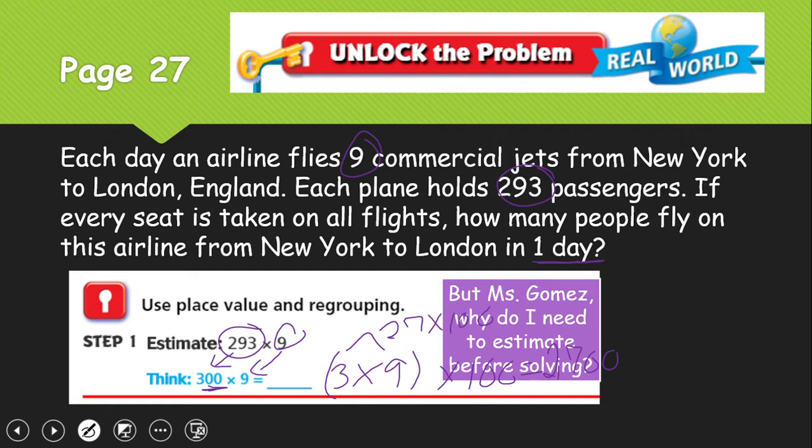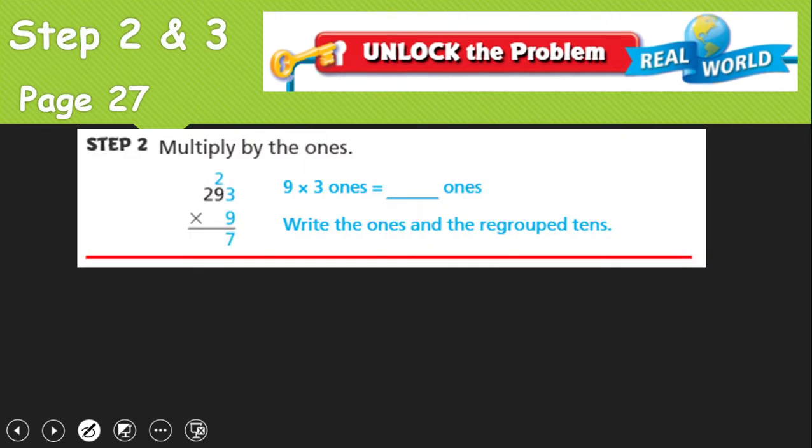Okay, so we'll make sure every time that we are doing multiplication, we will be estimating. So after we estimate, we must multiply by the ones. So we must multiply our 9 times 3. And 9 times 3 gives us what? Good. You should have said 27 ones. And the reason why we say ones is because the 3 is in the ones place. And this is going to help us in the future.